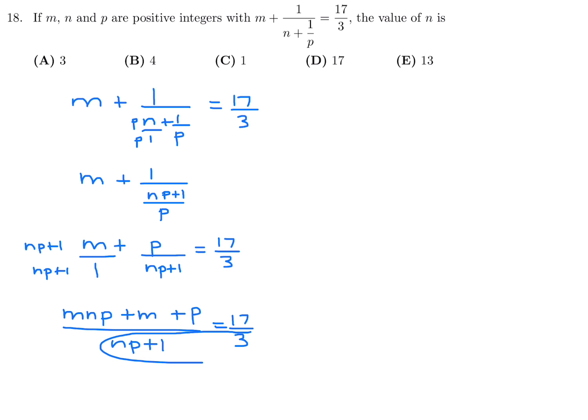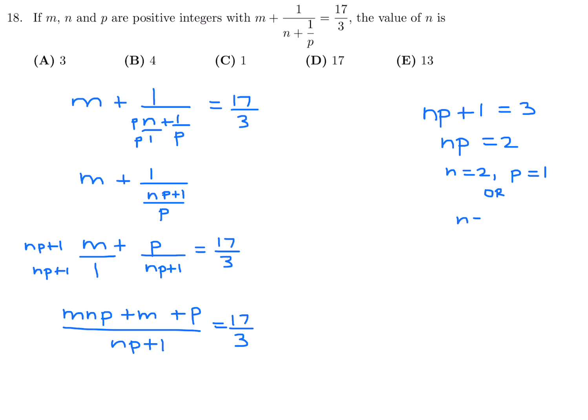First, let's concentrate just on the denominator. 17 over 3 is in lowest terms because those are both prime, I believe. Correct me if I'm wrong. So that means that np plus 1 must be equal to 3. That means np is equal to 2. All 3 of them are positive integers. So how can I make n times p equal to 2? Either n is 2 and p is 1, or n is 1 and p is 2. That's the only way.